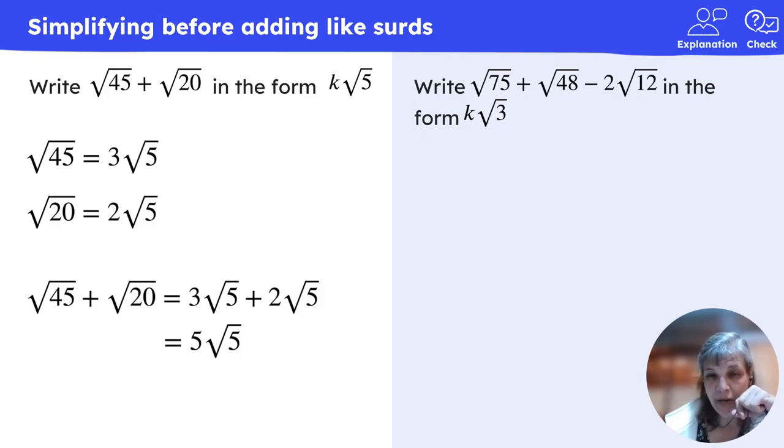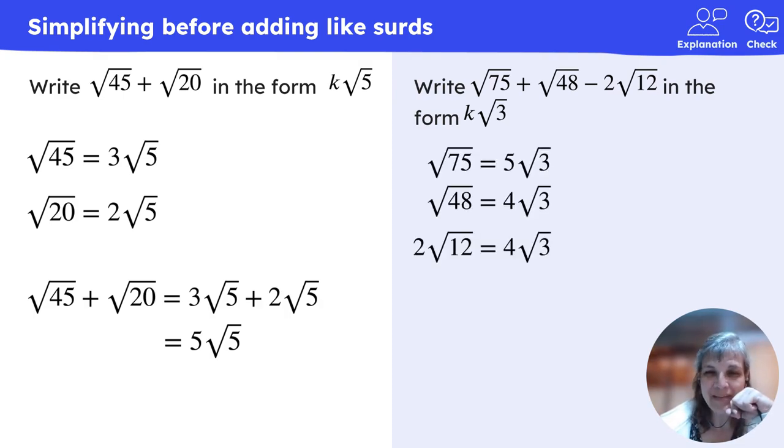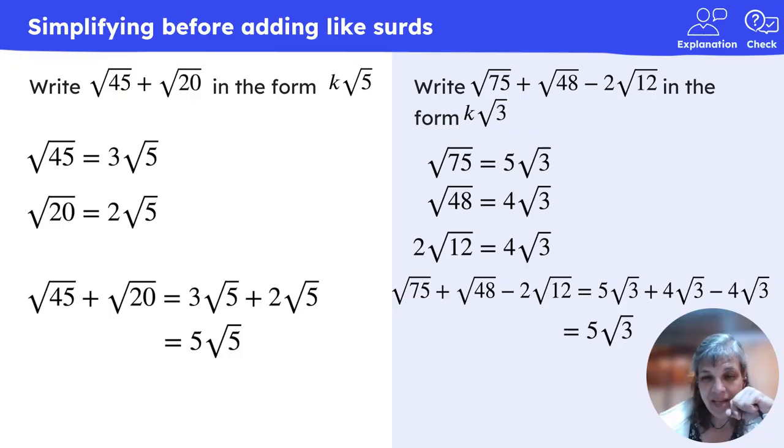Here's one for you to try. You can write it down in your notebook, pause the video, and have a go and try it. Okay, welcome back. Hopefully you could see that they can all switch into root 3. And then you can add and subtract them and end up with 5 root 3.